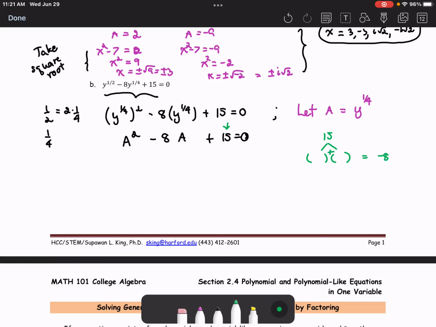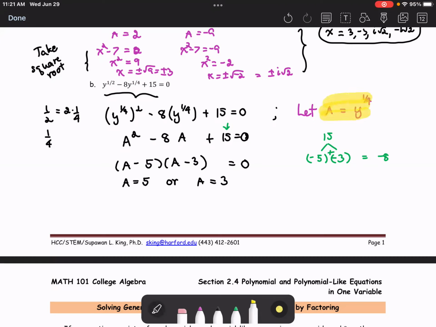If the sum is negative 8, that means both of them have the same sign because the product is positive. So the two numbers we could think of are negative 5 and negative 3. Back to the problem, we get the two factors as A minus 5 times A minus 3 equals 0. We get A equals 5 for the first one and A equals 3 for the second one, and then substitute A with y to the power 1/4.